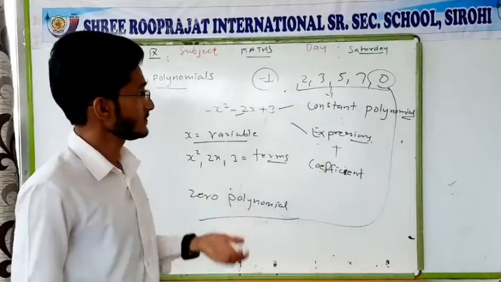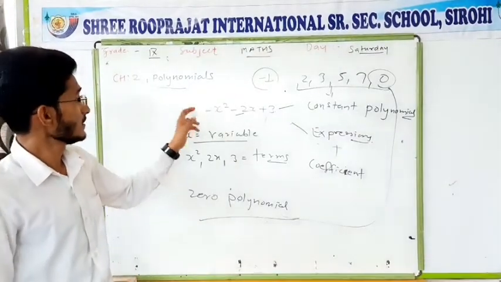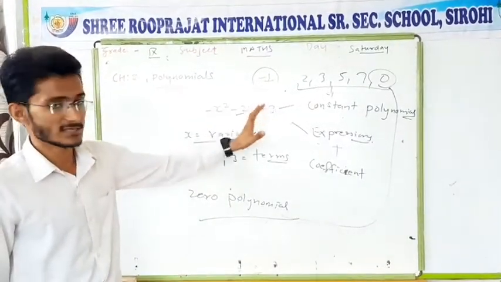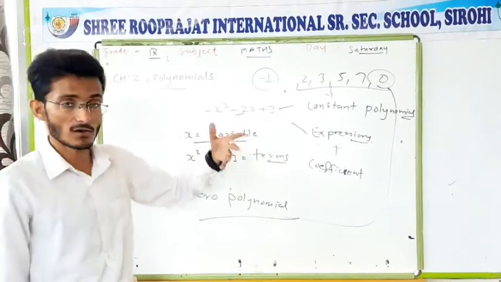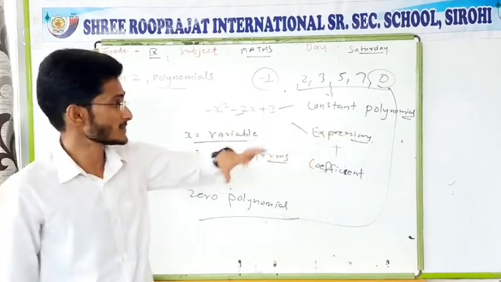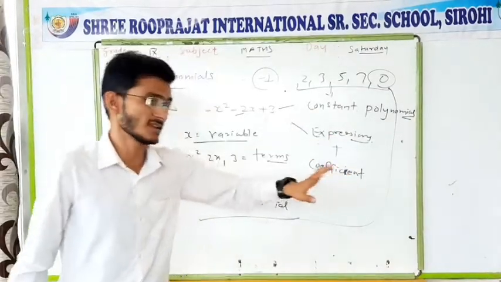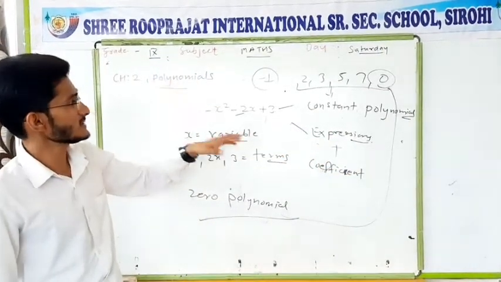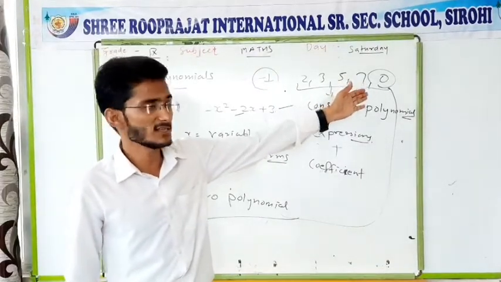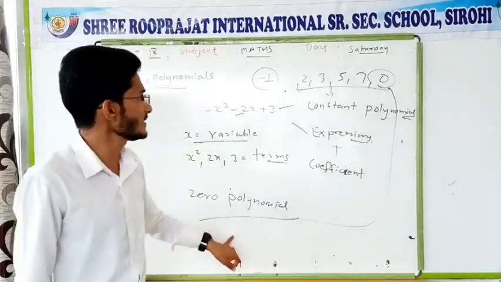So these are some short answer type questions. 1, 2, 3 are called terms. x is called a variable. If we combine x square minus 2x plus 3, that is called an expression. Consisting of expression and coefficient, that is called a polynomial. A number that never changes is called a constant polynomial, and 0 is called the zero polynomial.